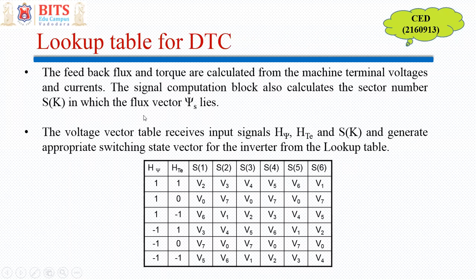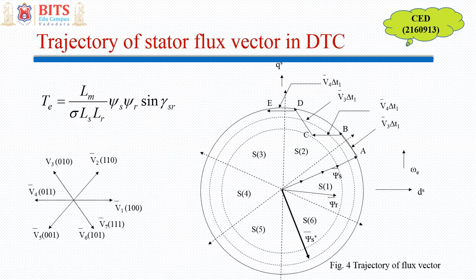So if I know that my stator flux vector is in sector 1, and I need to select a voltage vector such that torque also increases and flux also increases, then this table recommends to select voltage vector V2. What is V2? V2 is this. That is, turn on the top switches of leg 1 and leg 2 and turn on the bottom switch of leg 3. So directly you can give this switching signal to the inverter, which switch is to be turned on. No PWM signals are required.